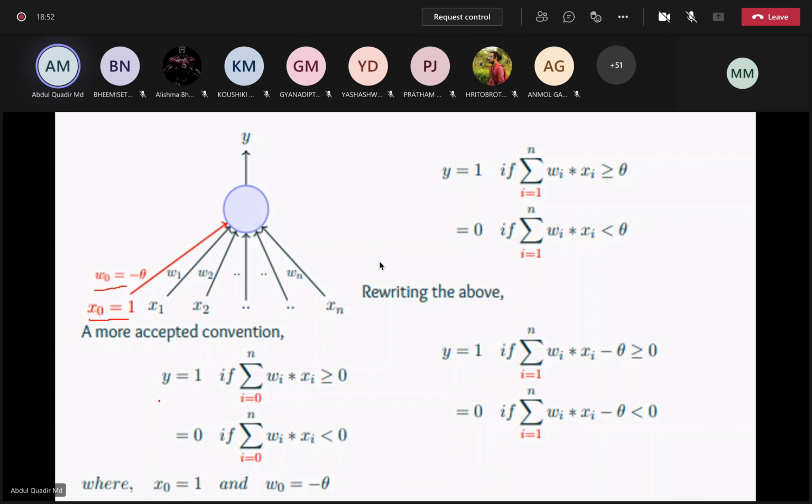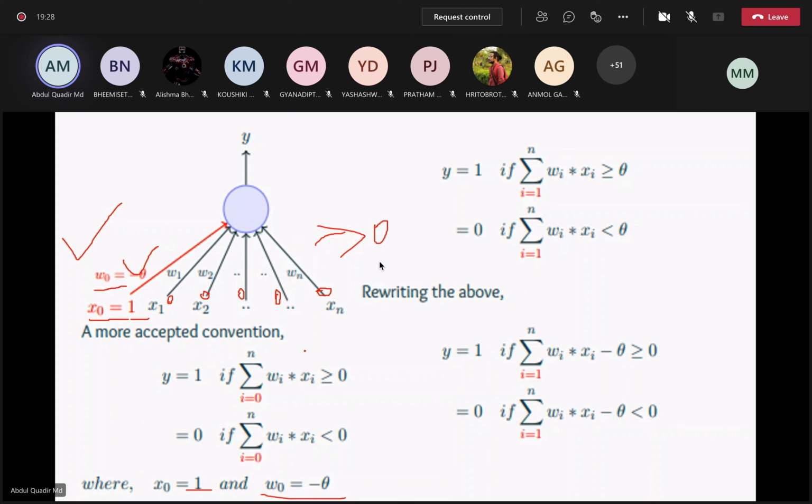Why is this bias added? Consider x1 is 0, x2 is 0, x3 is 0, x4 is 0, xn is 0. Then everything is 0, and my summation will always be 0. To avoid this, I am adding a constant value 1, and adding a weight to it, which is minus theta. So that is what it is.